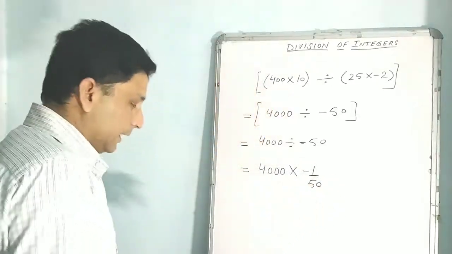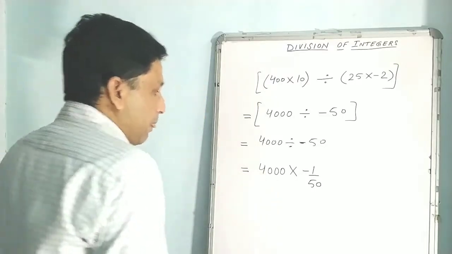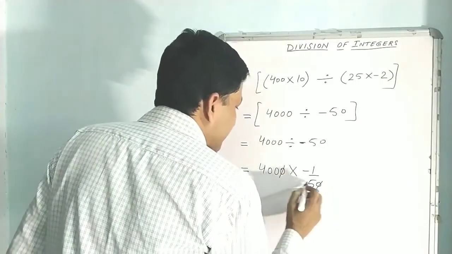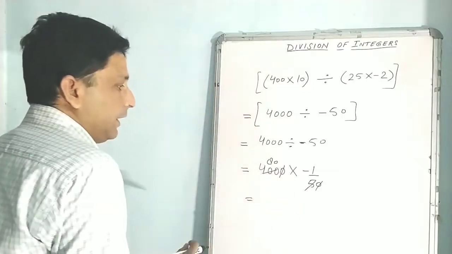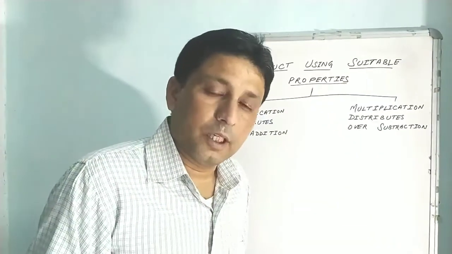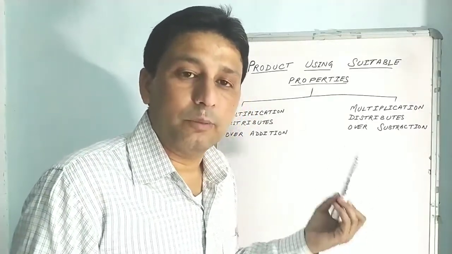Now here you can see that this 4000 can be divided by 50 for 80 times. 0 to 0 cut, then 5 8s are 40, then 0. So after multiplying 80 into minus 1 we will get minus 80. Now moving on to the next topic, that is product using suitable properties.